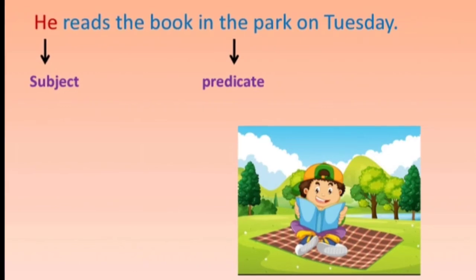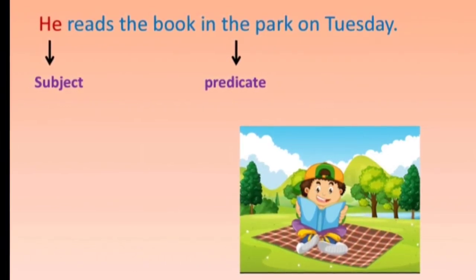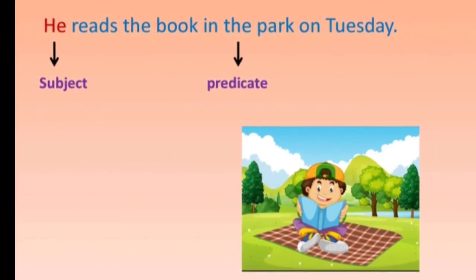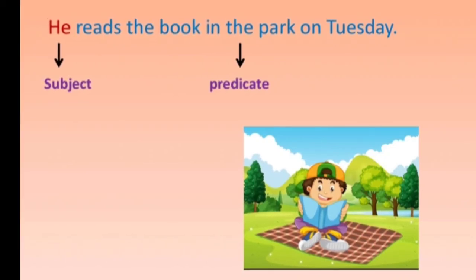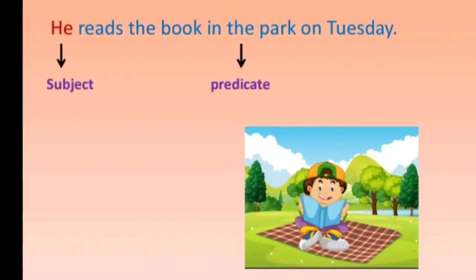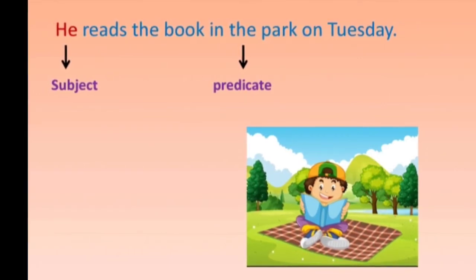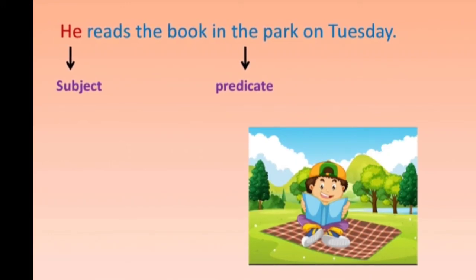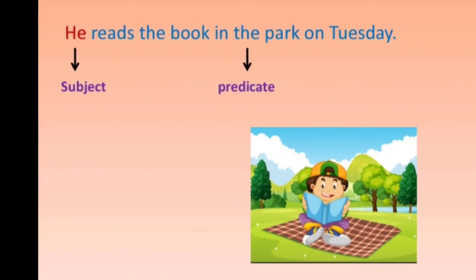He reads the book in the park on Tuesday. Can you guess the subject? Yes. It's still he. The predicate is slightly more complicated. Reads the book in the park on Tuesday is the predicate.